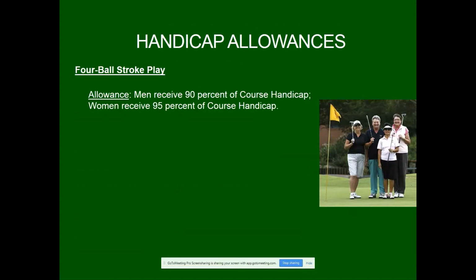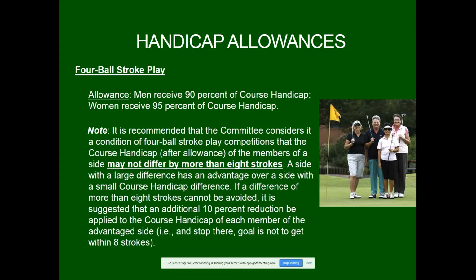A 4-ball stroke play, which is what we were just talking about in the example before. Men should receive 90% of their course handicap. Women should be 95. Once again, we talked about in step 3, if there is a difference of 8 or more strokes, then the additional 10% should be reduced to both course handicaps of the members of that team.